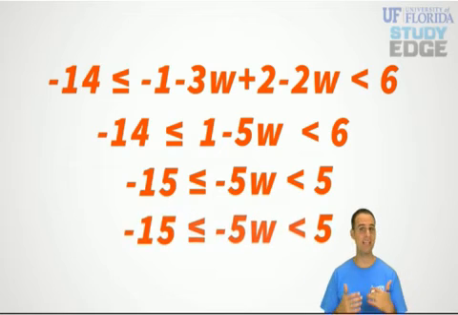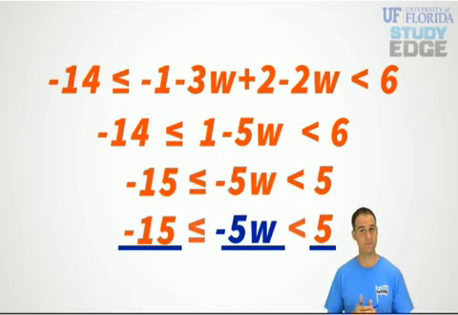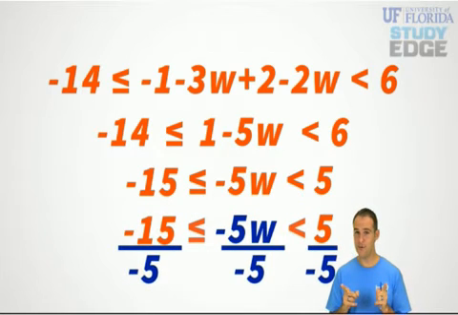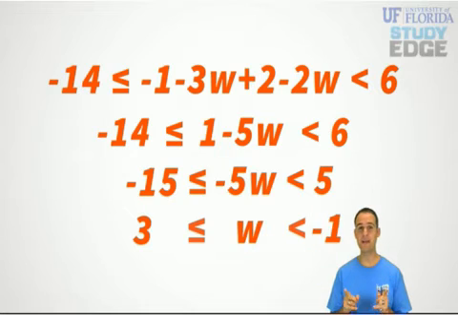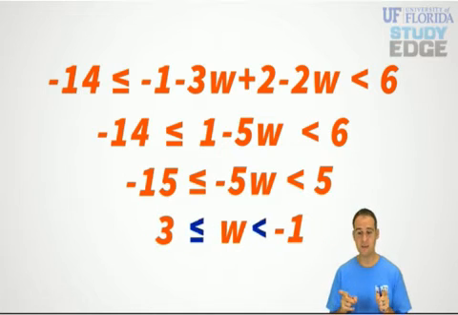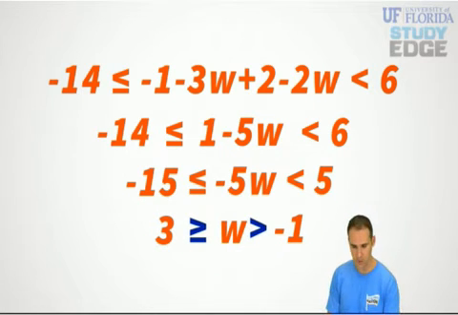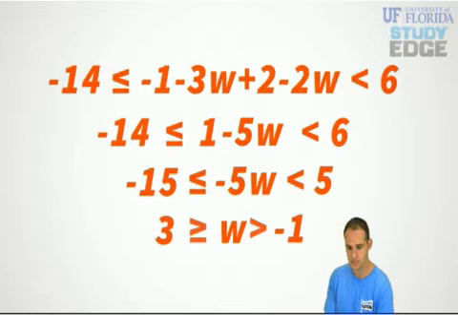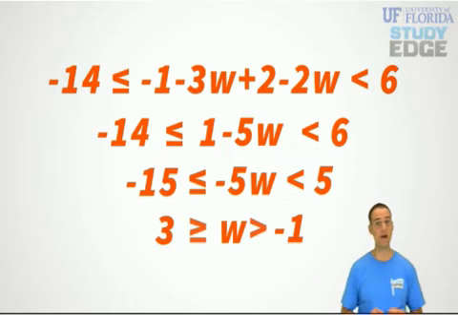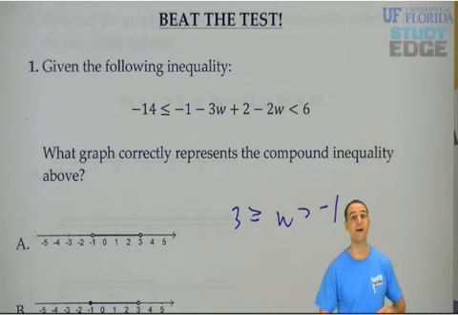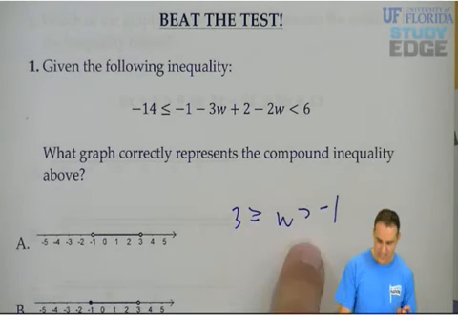You notice, because we have negative 5w. But remember, after you divide everything by negative 5, are we done? No, we have to switch the direction of the inequalities. That gives me 3 is greater than or equal to w, which is greater than negative 1. That was a lot, right? That was a lot to figure out. So I wrote it down for you.